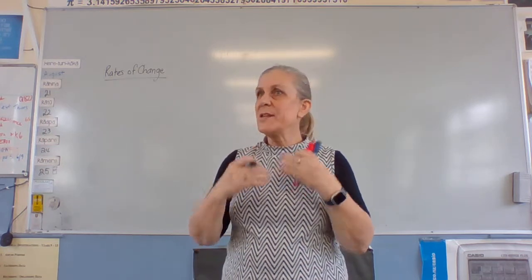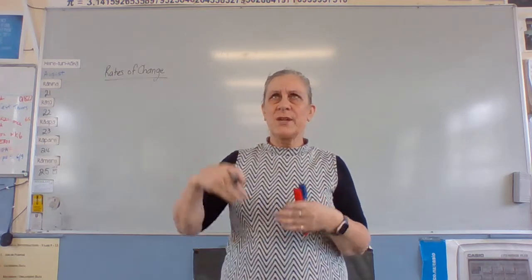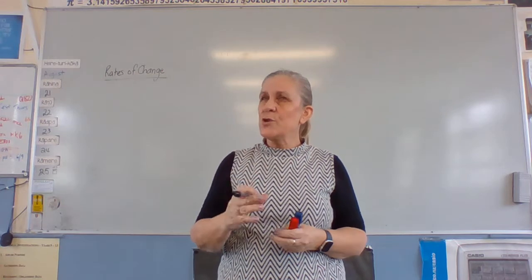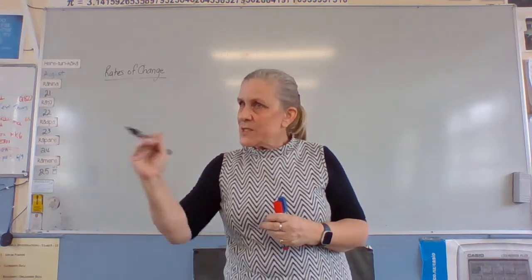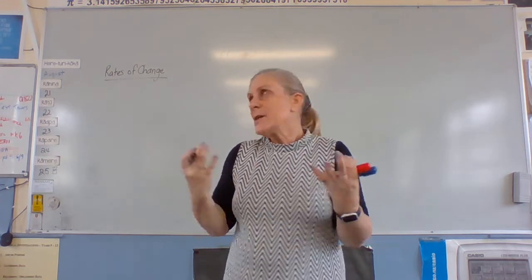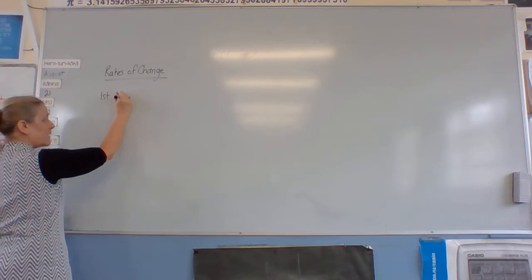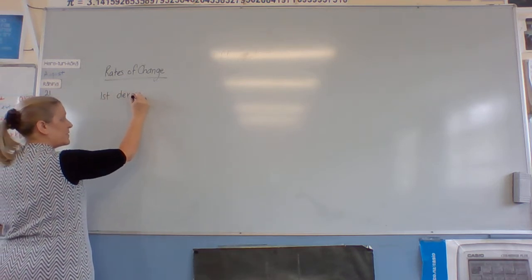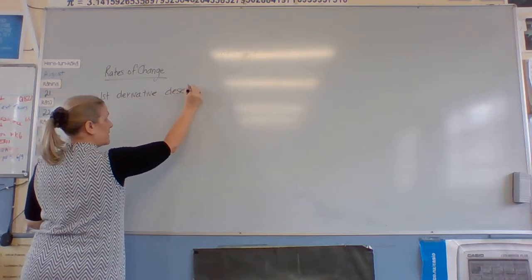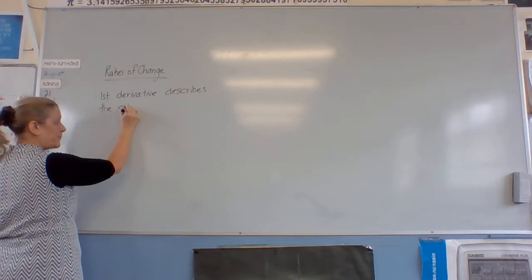Now, this is why the notation of d something by d something is a better notation than a y dash or an a dash or anything else, because it actually tells you what is changing with respect to what variable in our formula. All right? So we may have something, the first derivative describes the rate of change.